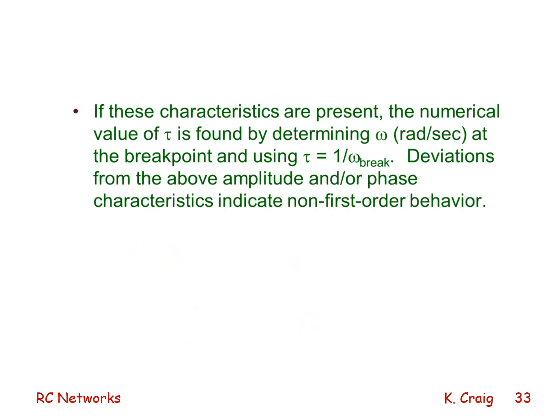If these characteristics are present, the numerical value of tau is found by determining omega, radians per second, at the breakpoint, and using tau equal to 1 over omega breakpoint. And the breakpoint is the point where the amplitude ratio drops minus 3 dB, or 0.707 of the low frequency value. Deviations from the above amplitude and/or phase characteristics indicate non-first order behavior.